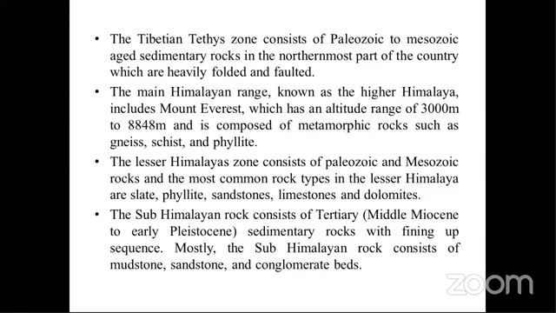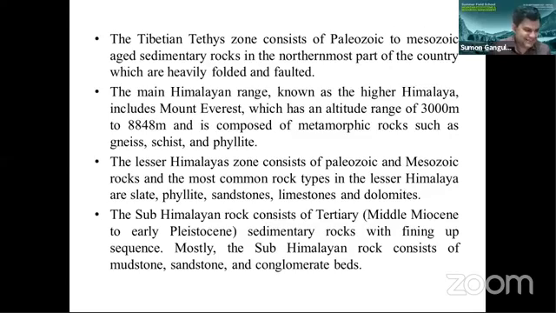And the main Himalayan range, especially called higher Himalayan zone, which includes Mount Everest also, that is above 3,000 meter to 8,848 meter, is composed of metamorphic rocks. There are little bit resistant rocks, which consist of gneiss, schist and phyllitic type of rock.